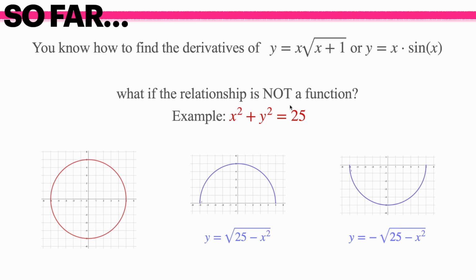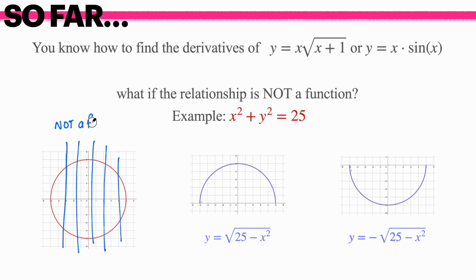However, all of those were based off of functions. So what happens if it's not a function? For example, in the past you have learned what is a function and what is not, based off the vertical line test. If you were to draw vertical lines through a graph and it crossed more than once, it would be considered not a function.